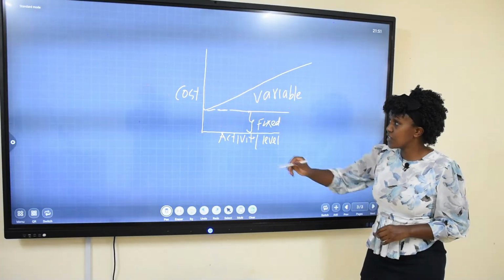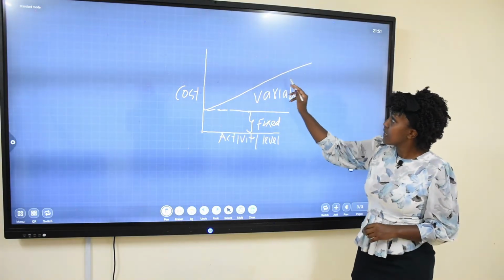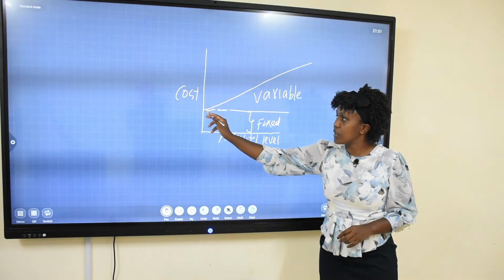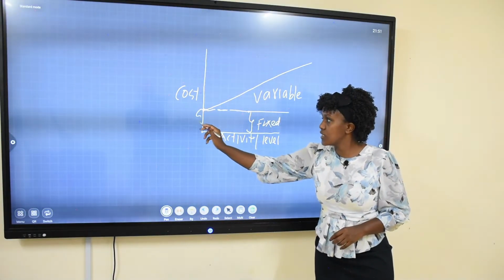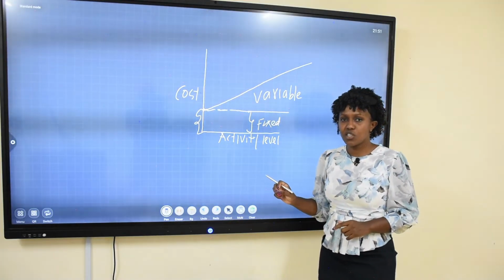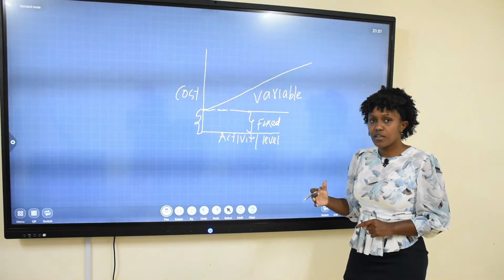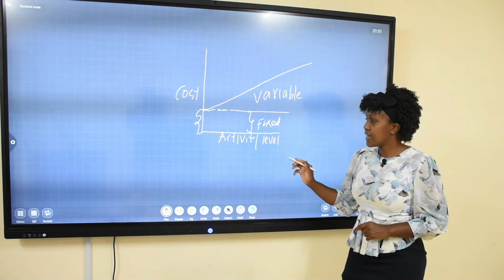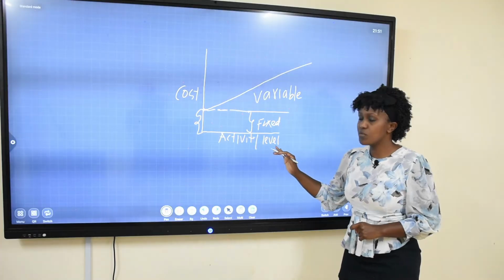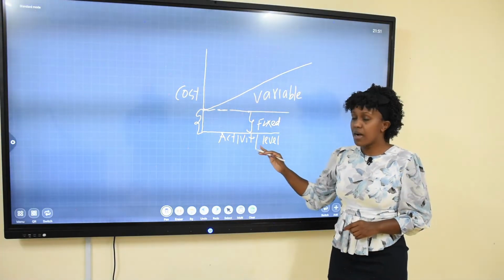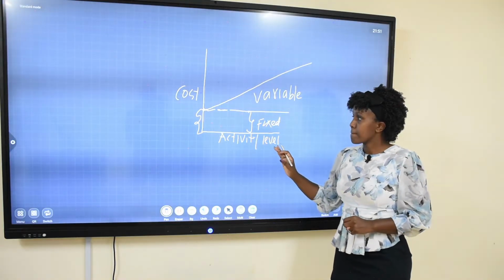A mixed cost would give us a graph or a line that does not start now at 0, but rather starts at a point above 0 because of this component here, which is the fixed cost. Meaning that there is a constant charge, if it is per period, that has to be paid whether there was activity or not. And again, your activity level here would be the number of units produced, the number of labor hours, etc.